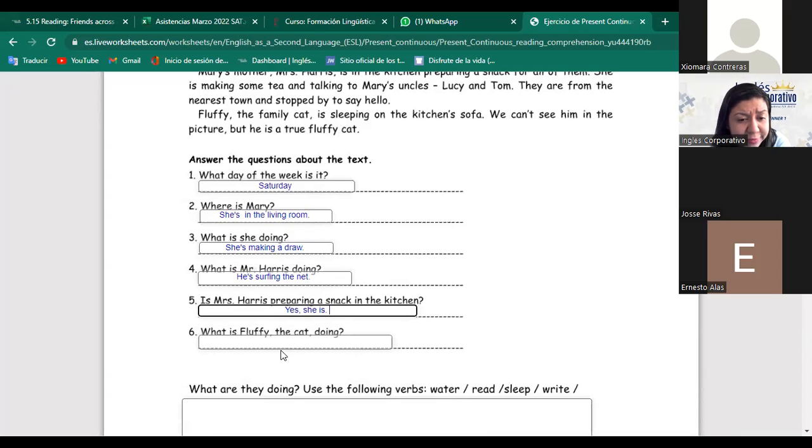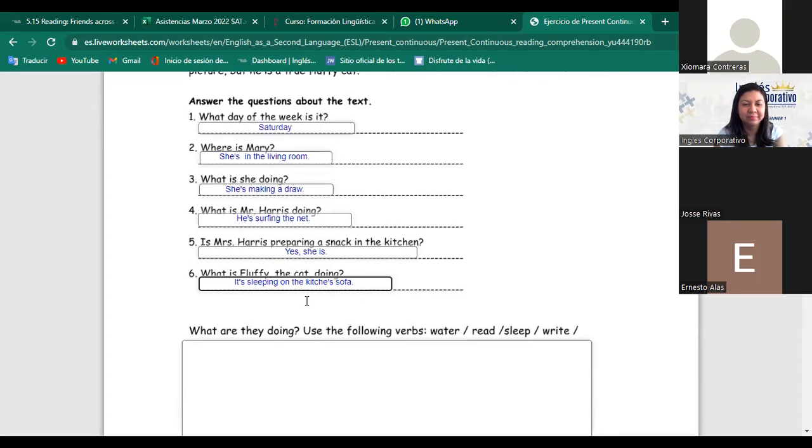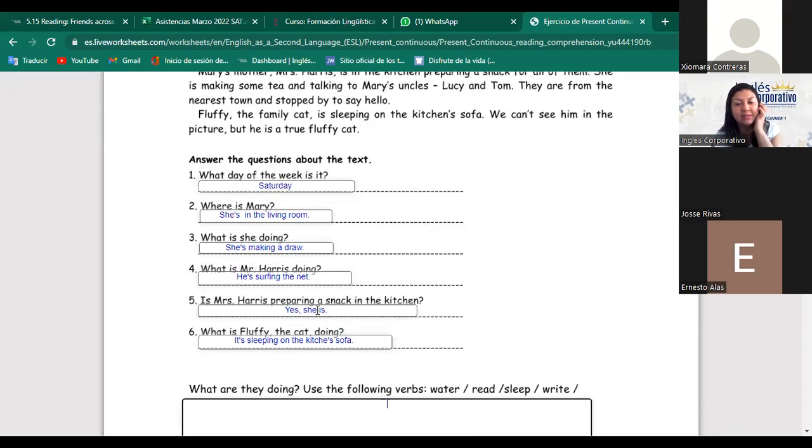Number six. What is Fluffy the cat doing? It's sleeping. Sleeping on the kitchen sofa. It's a happy cat. What are they doing? Use the following verbs: water, read, sleep, and write. In writing.